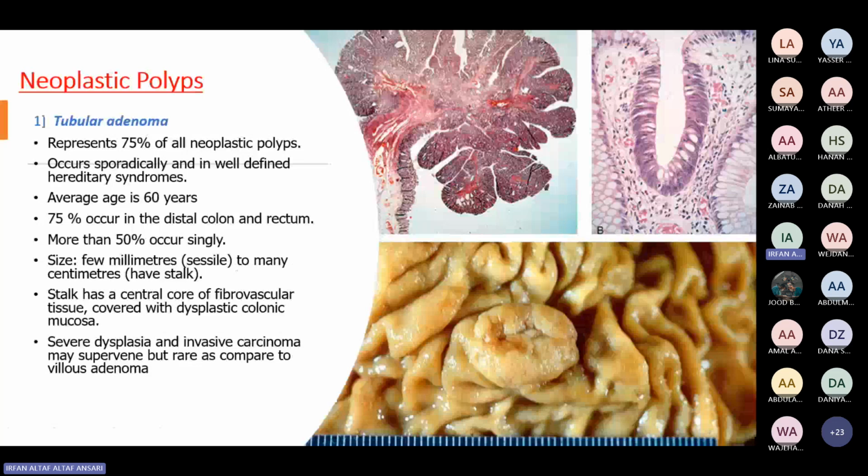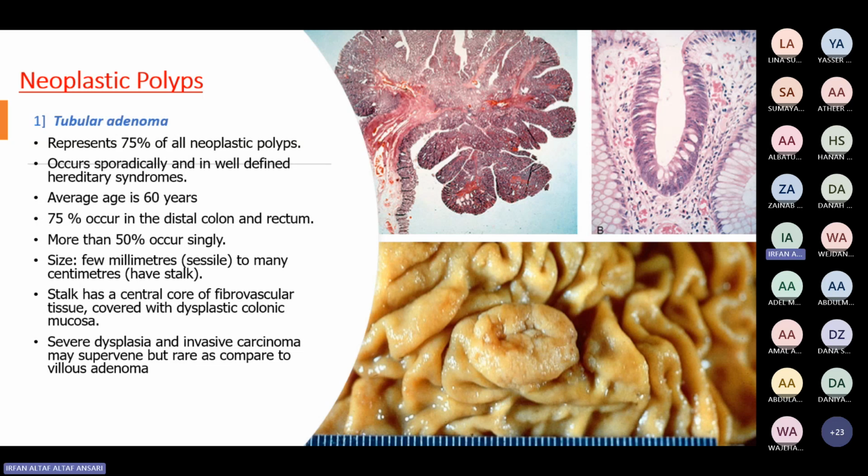So now we go to the tubular adenoma. It is 70 to 75% of all neoplastic polyps. So if you are asked which is the most common neoplastic polyp, it is tubular adenoma. It can occur sporadically as well as in well-defined hereditary syndromes. The average age is around 60 years, and it is more common on the left side, the distal colon and the rectum. It is usually single but can be multiple. Its size can vary from a few millimeters to many centimeters. If it is bigger, it will have a stalk.